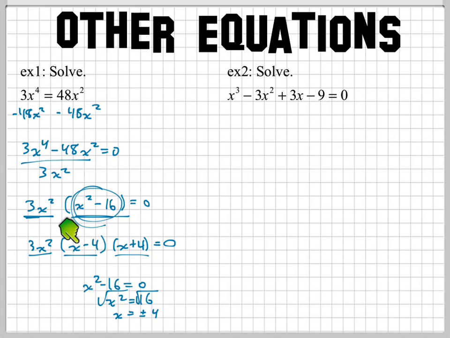Don't forget about this 3x squared. That factor also needs to be set equal to 0. 3x squared, when it's set equal to 0, you divide both sides by 3, you get x squared equals 0, and so x equals 0. So your answers are x equals the set of 0 and plus or minus 4. I probably should just write out the negative and the plus 4, but I don't want to.